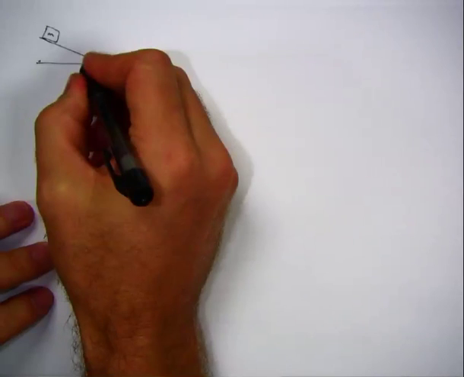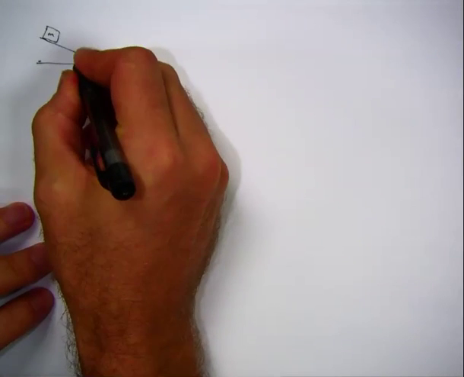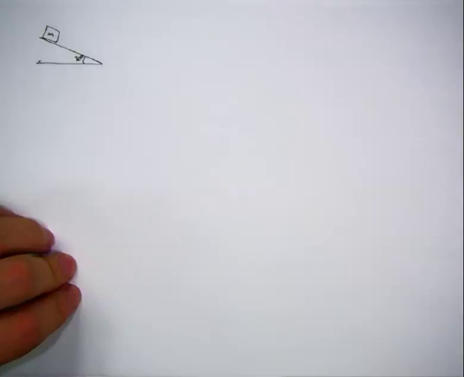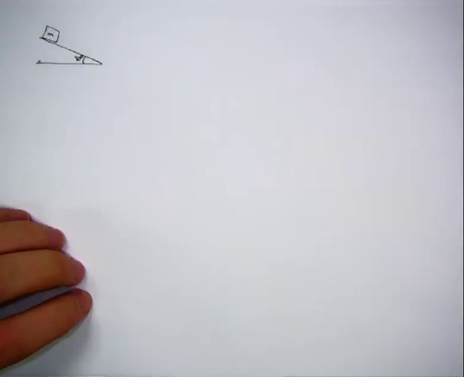Why don't we make it, just for ease, a 30-degree hill. So we're sliding a box down a 30-degree hill, and we want to know what the acceleration of the box is as it goes down the hill. So step one, always our step one, is find a coordinate system.